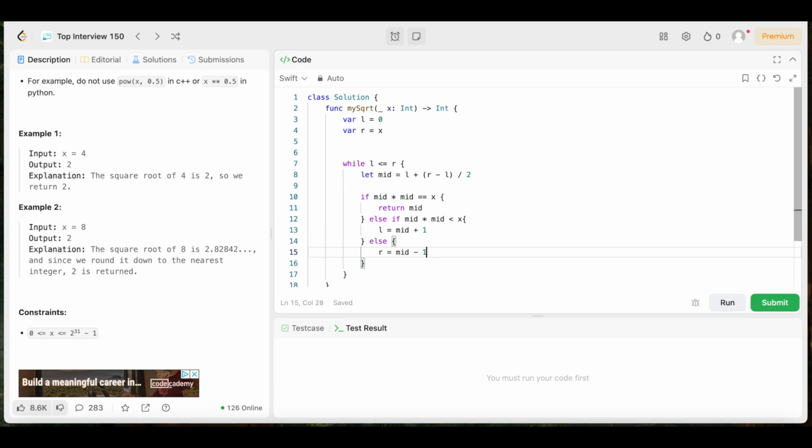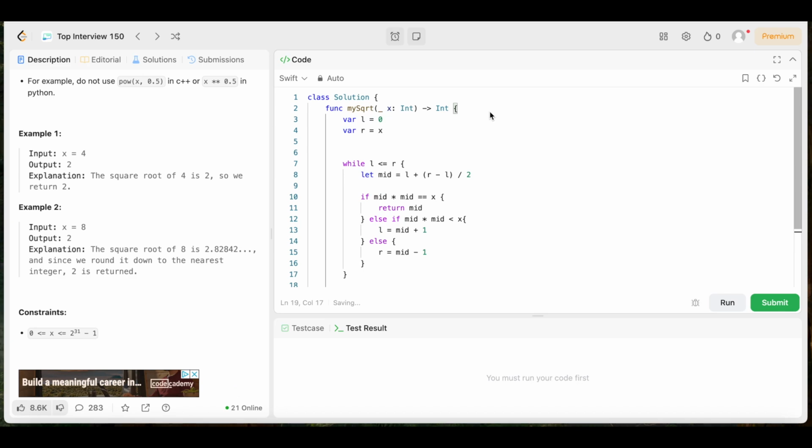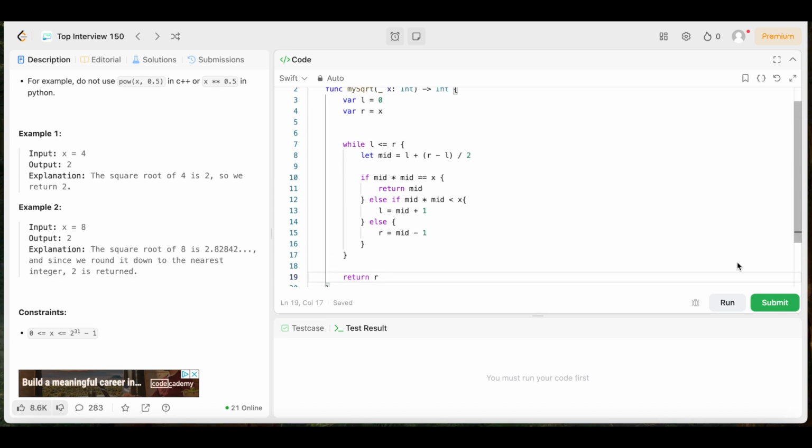Now, the loop ends when L surpasses R, so R is the integer square root of x. So we just need to come outside of the while loop and say return R. Just like that. That should be all she wrote.